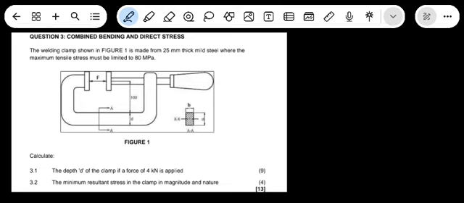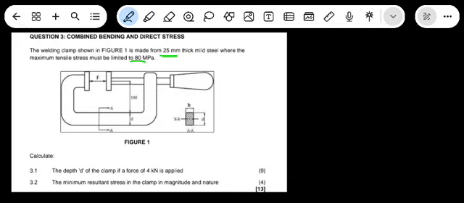We're still under Strength of Materials N6, still under combined bending and direct stress. We've been given this welding clamp. It says the welding clamp in figure 1 is made from 25 millimeter thick mild steel, where the maximum tensile stress must be limited to the given value.